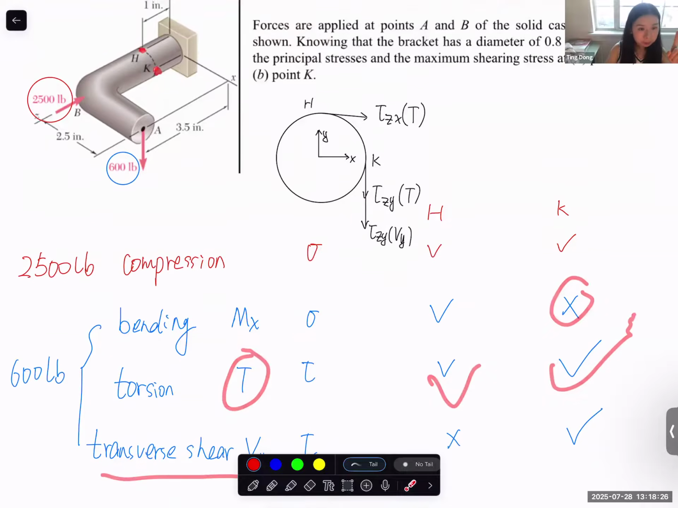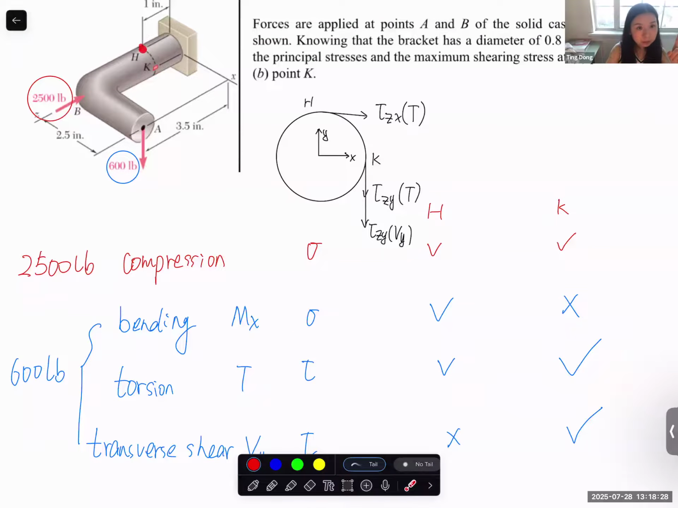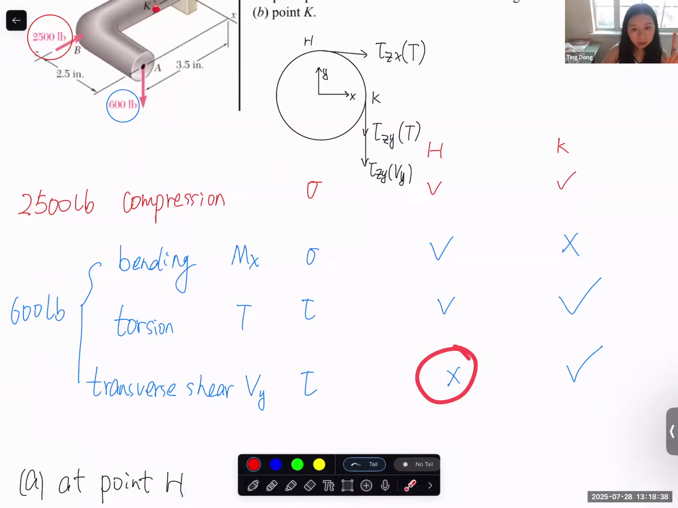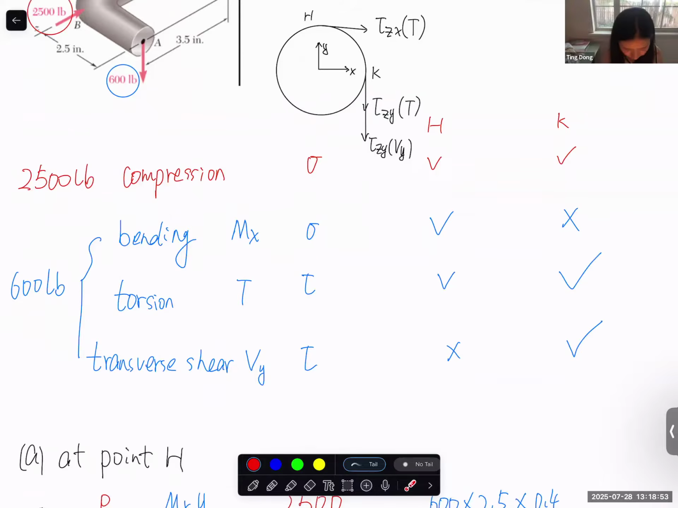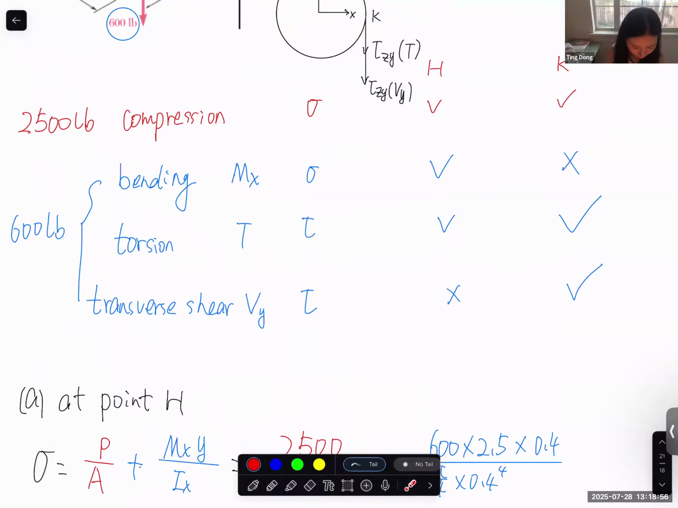For transverse shear, if you consider a force applied here, the H point is the top point and the K point is on the neutral surface. So the H point is 0 and the K point is the maximum. And we also derived, for a circular cross section, what the maximum shear stress caused by transverse shear is. We derived it. So now let's calculate one by one.